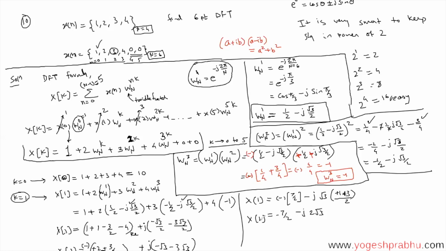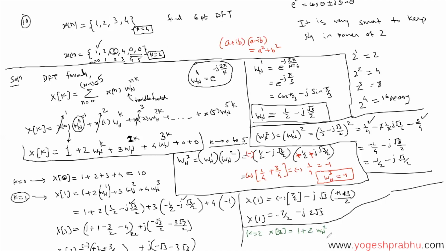Okay. Now, after we get x of 1, next we have to find out x of 2. Then k equals 2, right? Tell me, we'll put k equal to 2 in this expression here. X of 2 is going to be 1 plus 2. This will become w n to the 2, right?